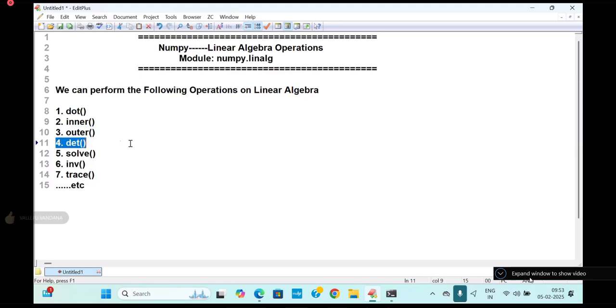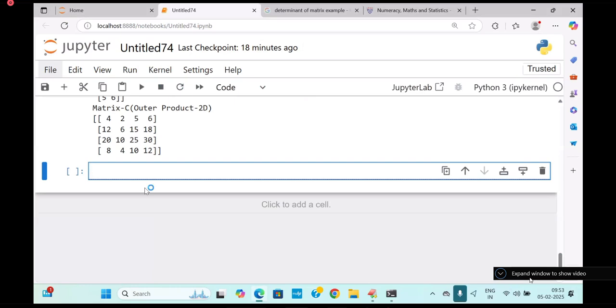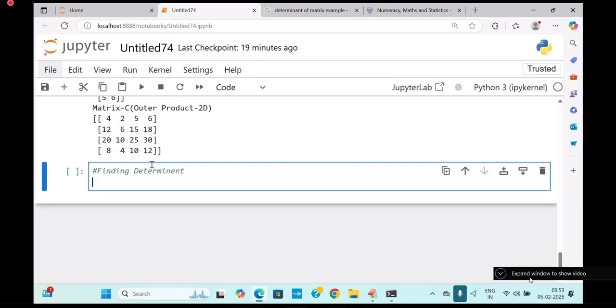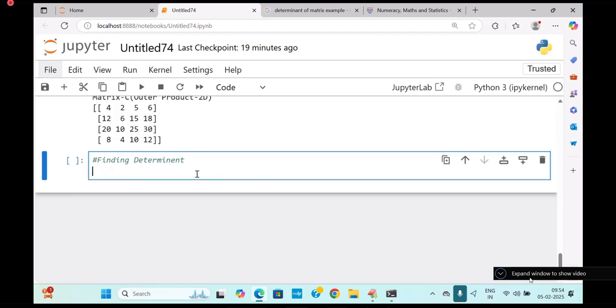Next is the determinant. I am going to take up the determinant, so I'll go to this place. Finding the determinant. Do you know the determinant or not? If you don't know, I will explain. If you know, I will take it from you. Raise your hands who don't know.